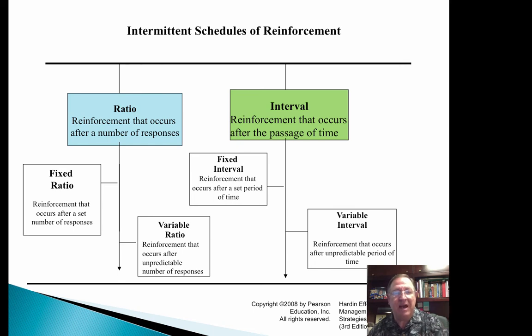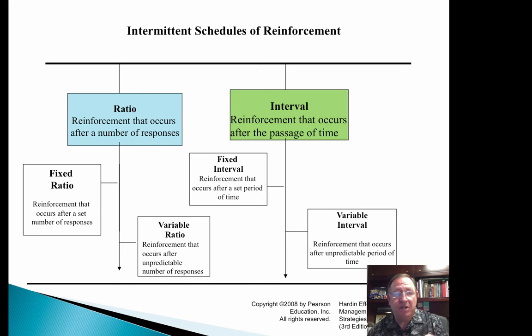This is my revised chart here in terms of the ratio and interval. So this chart and the other one that I just showed you, I think you need to get that in your mind in terms of what they are. In a ratio reinforcement, there's the fixed and the variable. In the interval, there's the fixed and the variable. Sound familiar? It's almost like the pluses and minuses in the other chart.